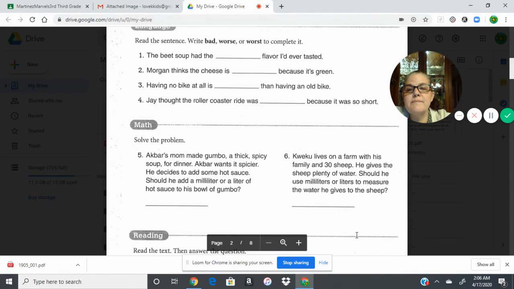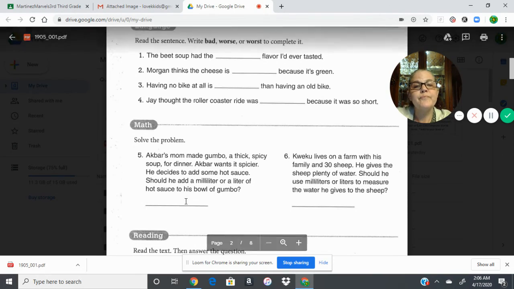Which is a thick, spicy soup, for dinner. Akbar wants it spicier. He decides to add some hot sauce. Should he add a milliliter of hot sauce or a liter of hot sauce to his bowl of gumbo? Remember, a 2 liter bottle is big, and then half of that would be a liter. So how much hot sauce should they use? Should they use milliliters or liters? So you're just writing that word, milliliter or liter, on this line.